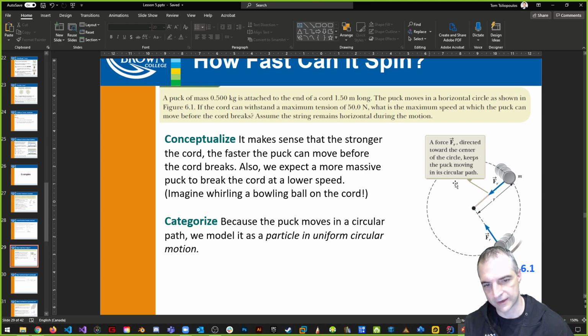So this goes in this direction. This is a top-down view, horizontal circle, right? Okay, if the cord can withstand a maximum tension of 50 newtons, what is the maximum speed at which the puck can move before the cord breaks? Assume the string remains horizontal during the entire motion, so it's not jumping around.